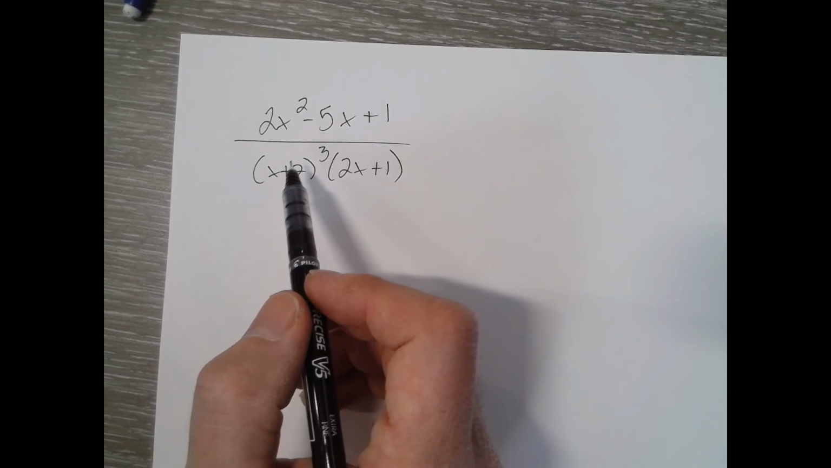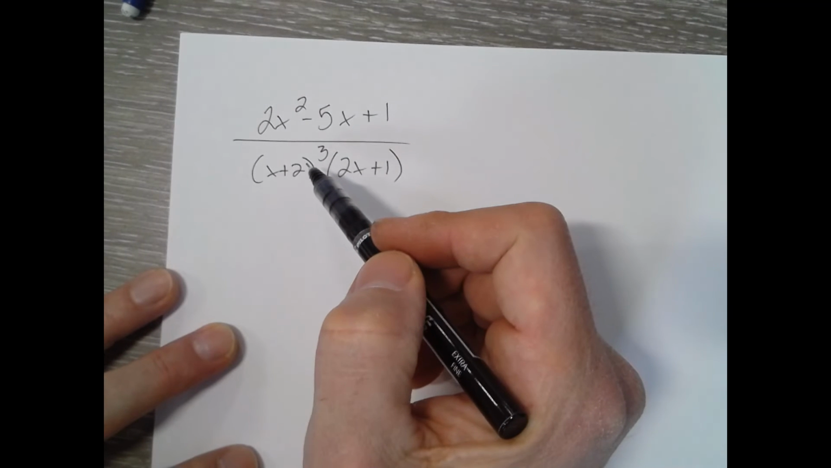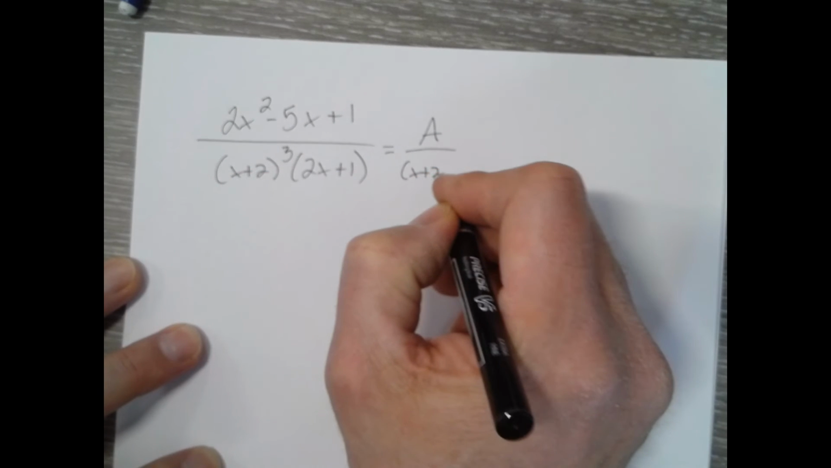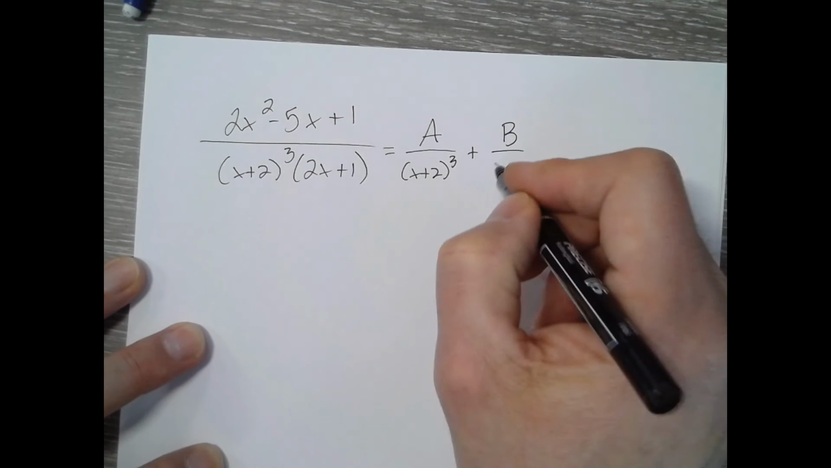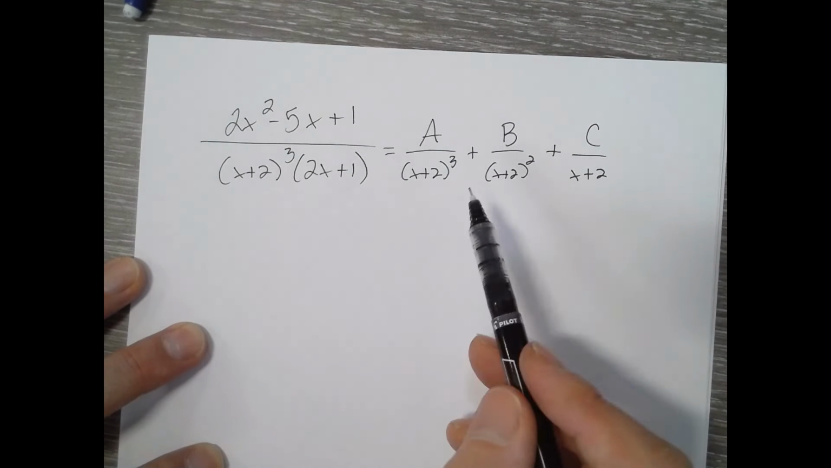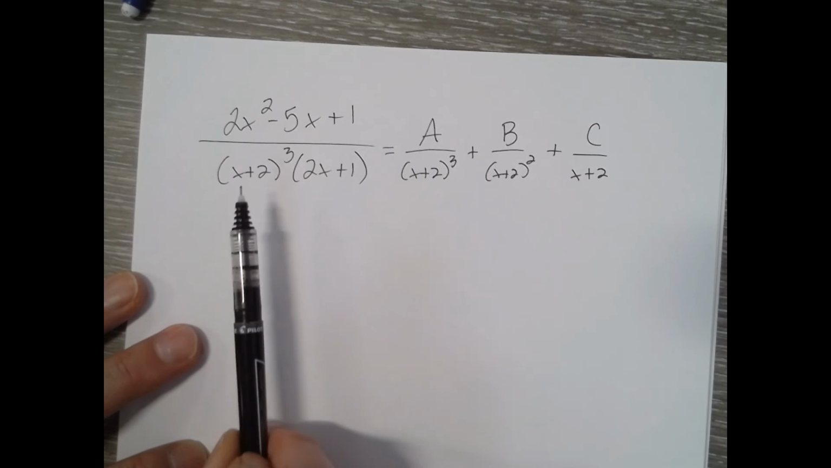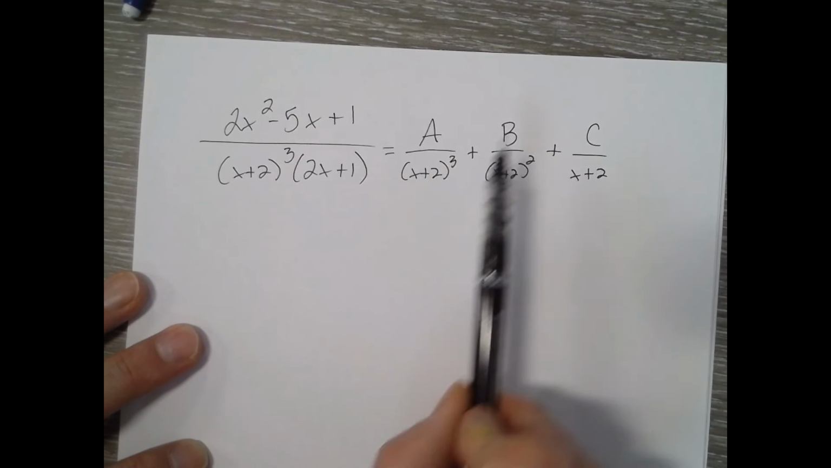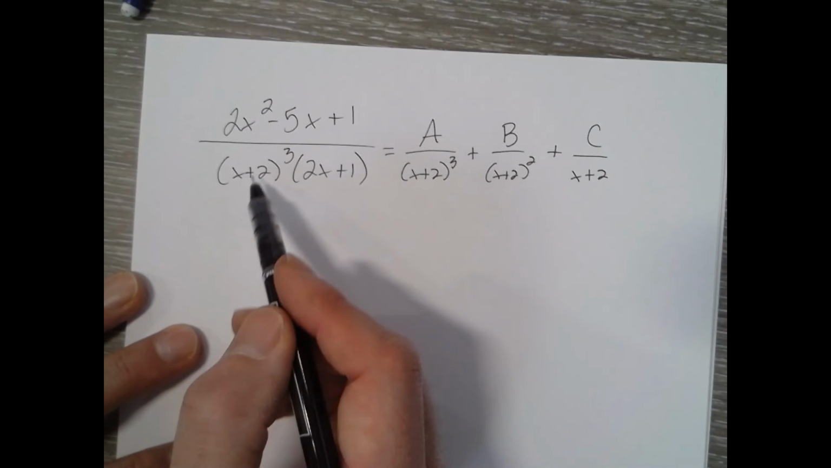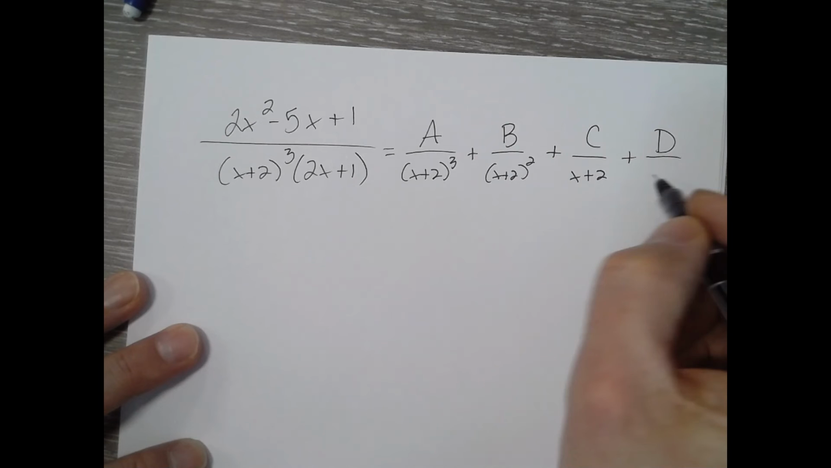If you have a factor of degree greater than 1, this has multiplicity 3, you have to assign an A to the x plus 2 cubed. Then you have to assign a B to x plus 2 squared, and then a C to x plus 2. You have to work your way all the way down. A letter is assigned to each of the factors going down. So if this was to the fourth, you'd need an A over the fourth, B over the third, C over the second, D over x plus 2. So if something's repeating like this 3 times, you have to do one for each of them. And I still need a D for my 2x plus 1.